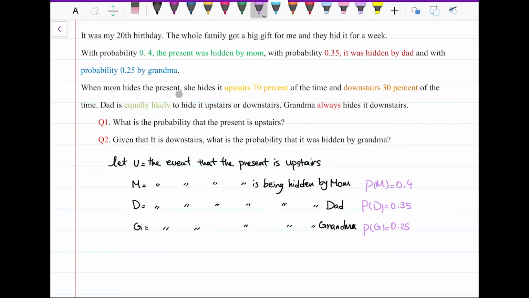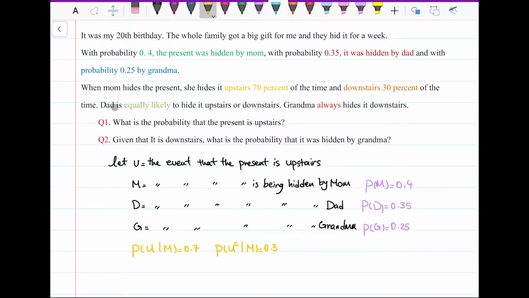When mom hides the present, she hides it upstairs 70% of the time. So probability of the present being upstairs, given that it was hidden by mom, is 0.7. And it is downstairs 30% of the time. Which means what? The probability that it is not upstairs. I'm going to use UC for that, the complement of U, that it is downstairs, given that it was hidden by mom, is 0.3.